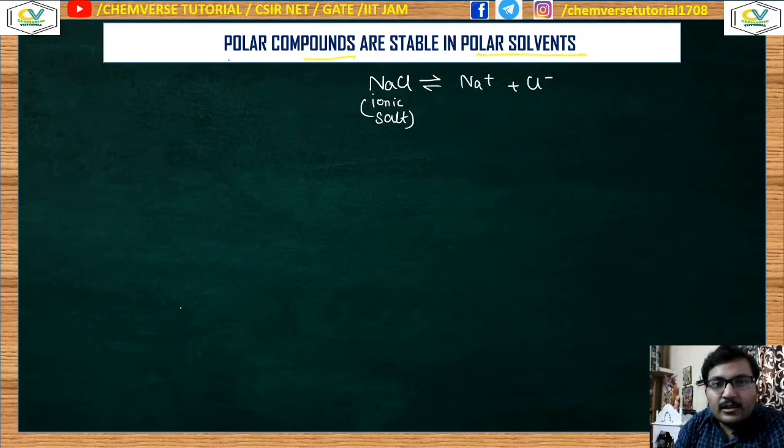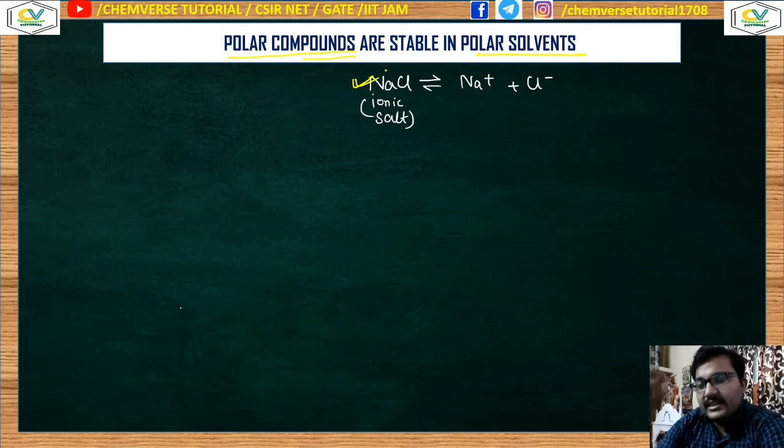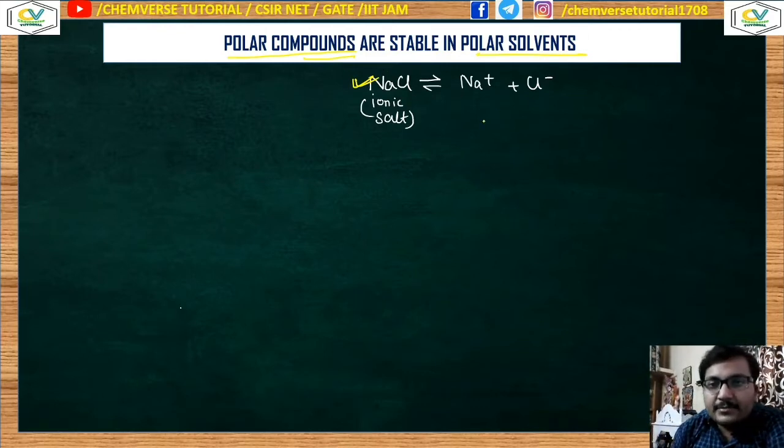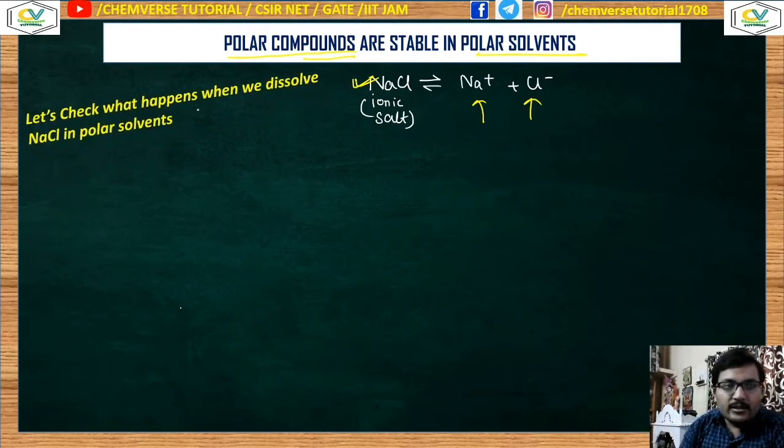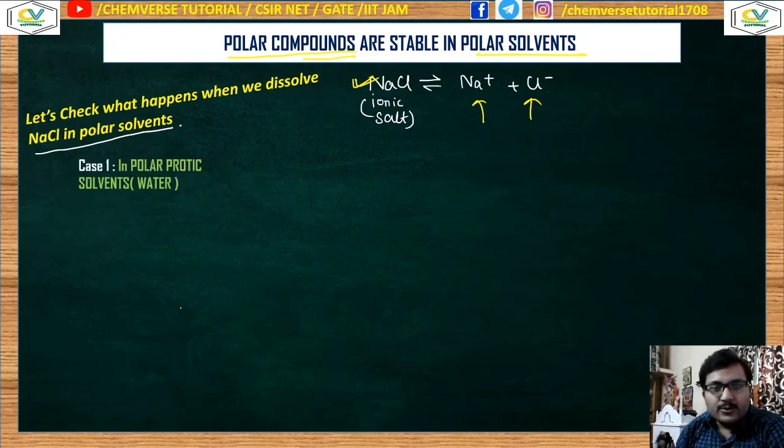Polar compounds are stable in polar solvent, and I am taking sodium chloride as our experimental molecule, our substrate, you can think, and it is ionizable, thereby forming ionic species like Na+ and Cl-. Now what will happen if I dissolve this NaCl in some polar solvent? This is to check how NaCl is dissolved, or what the interaction is between NaCl and polar solvents. So case 1 is when we are using a polar protic solvent like H2O.